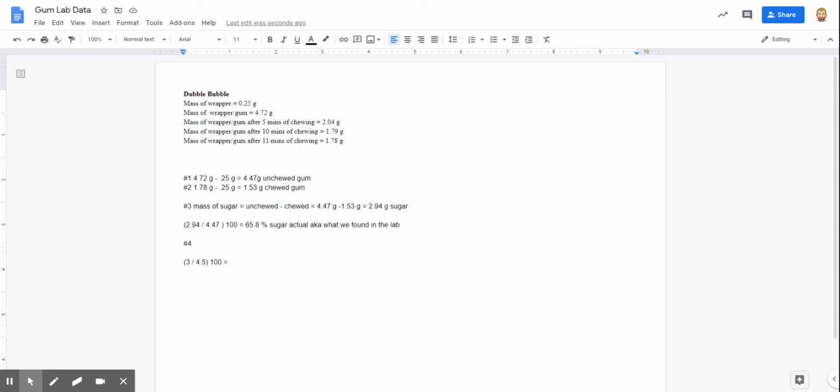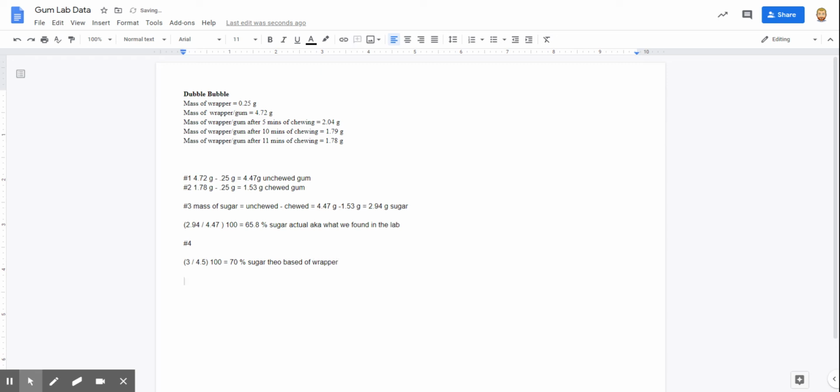Keep in mind, in the calculator, when you divide this, you're going to get 66.66 repeating percent. However, we're only allowed to have 1 sig fig because of 3 grams being 1. So it would be 70 with no decimal place percent sugar. This is the theoretical, based off the wrapper.